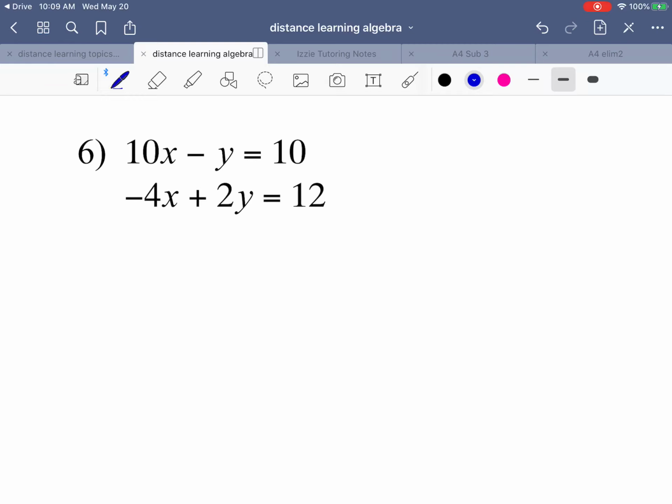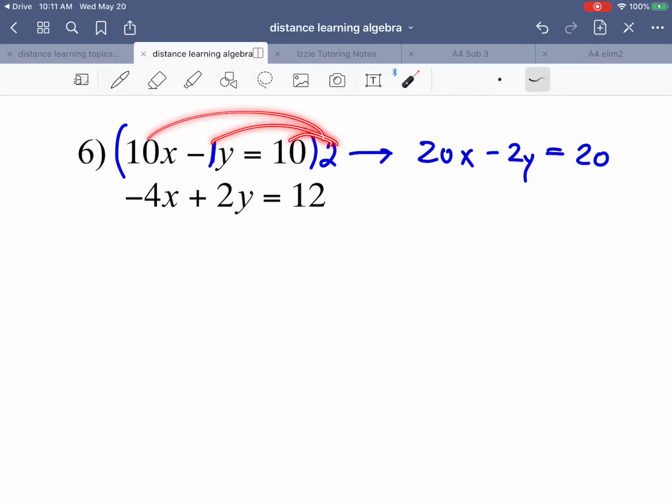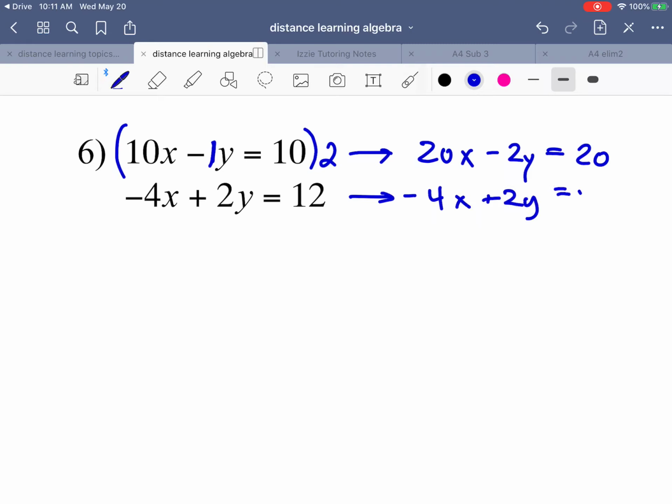So if you look at the top equation, the number in front of the y is really just a 1 or a negative 1. So if I took everything in this equation and I doubled it, I would get 20x minus 2y equals 20. It's super important that you distribute that 2 to all of the pieces and not forget that 10. Then if I just copy the other equation over, now these two have the same coefficients. They're opposite, so if I add, those will cancel.